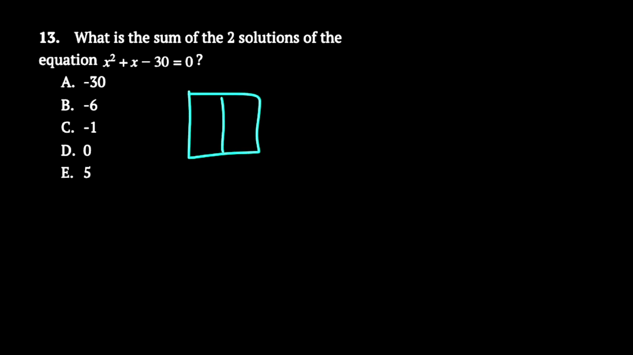Okay, and you might be able to just guess and check this, but I'm just going to go with the box method again. So a times c on top would be negative 30, b on bottom would be 1. What multiplies to negative 30 and adds to 1? Well, that would be 6 and negative 5. So then you can put the first term in the first box, last term in the last box, and then put 6x and negative 5x in these corners.